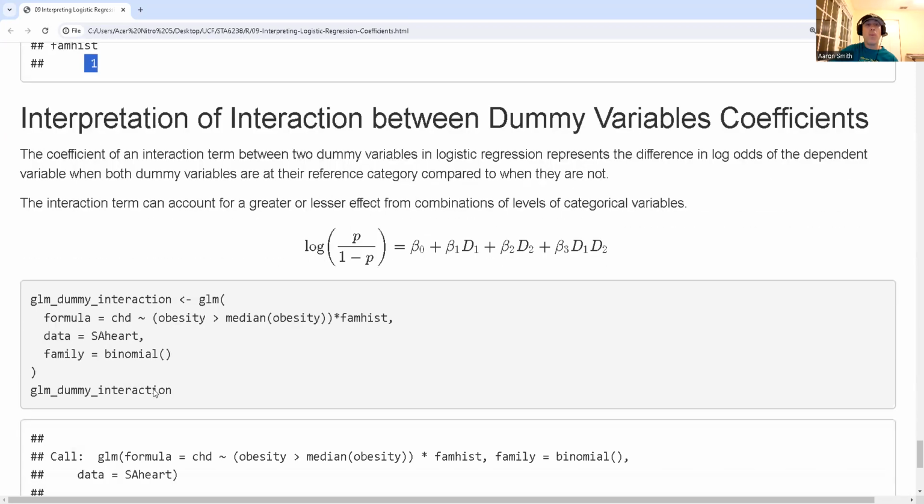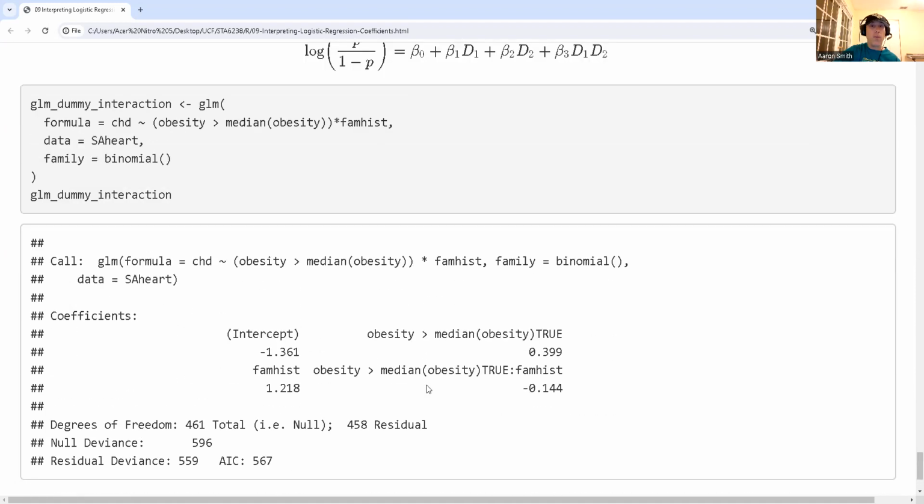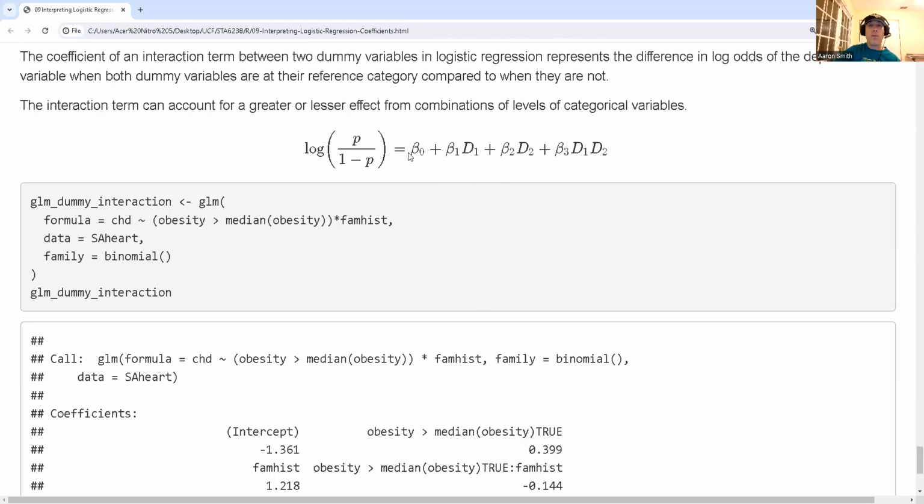Now we can also do the same thing for the interpretation of the interaction between dummy variables. And so here, the intercept is going to change depending on the value of the other dummy variable. And so here we're going to end up having very different intercepts depending on our 4 possible levels of our dummy variables.